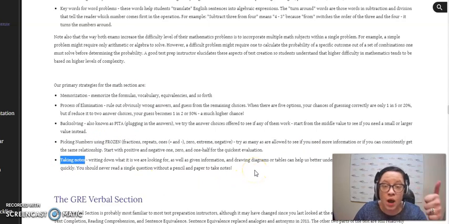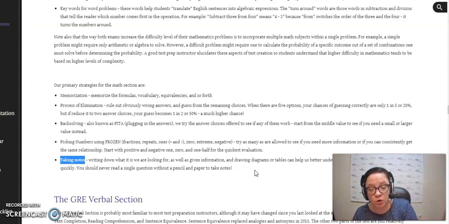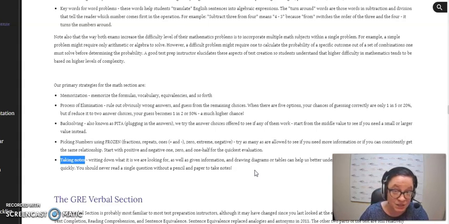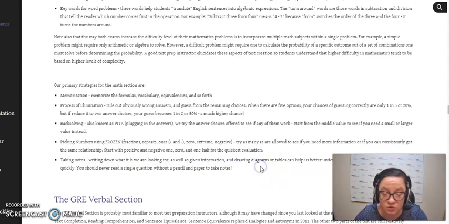So the last strategy we usually emphasize is to take notes. Write down what it is you're looking for, as well as whatever information the problem is giving you, and draw your own diagrams or tables. This will help you better understand the question and solve things more quickly, as well as keeping track of where you might be making a tiny mistake that could result in you just getting the wrong answer. You should never read a single question without pencil and paper to take notes. I always try to emphasize that.